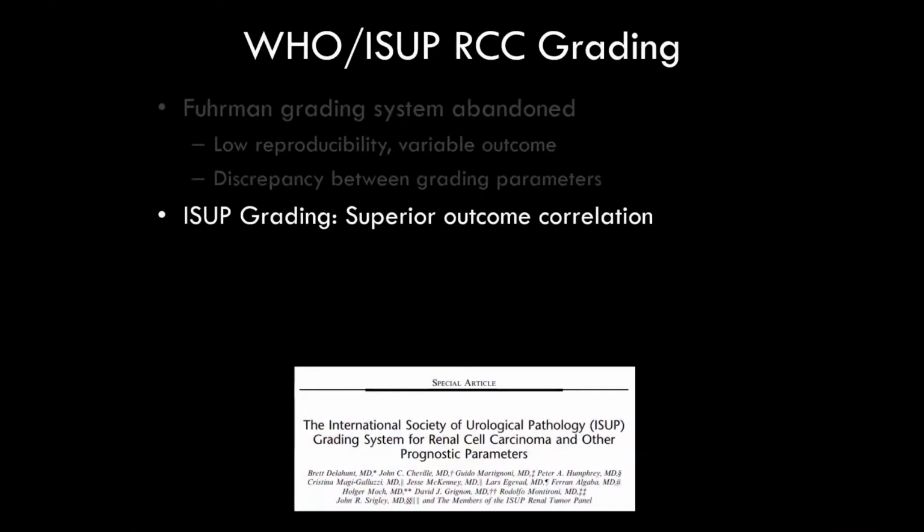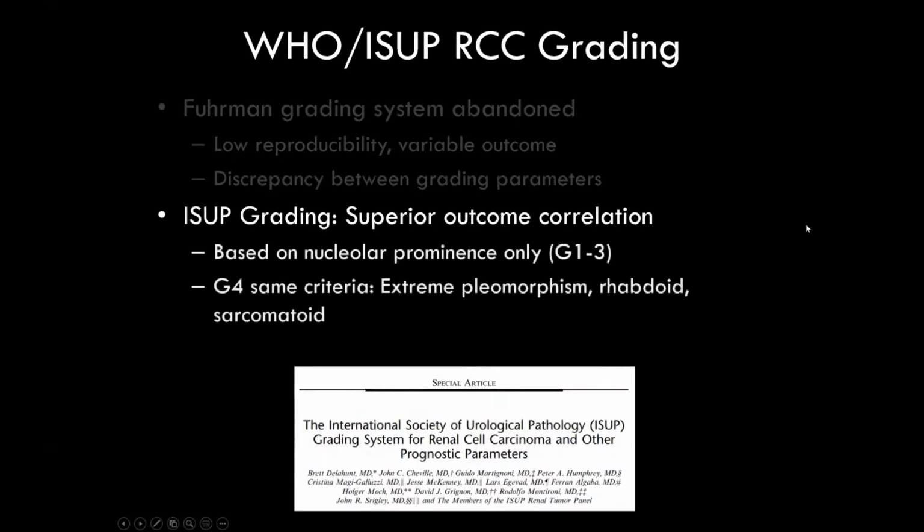So this was one of the reasons why this study was done, to look for a better grading system for renal cell carcinomas. And it has been shown that the ISUP grading system has superior outcome correlation compared to the Fuhrman grading system. And this is a very easy grading system to adopt. It has a much better inter-observer reproducibility as well, because it is basically just based on the nucleolar prominence, because it was found that among all the criteria in the Fuhrman system, the nucleolar prominence is the one that really mattered, right?